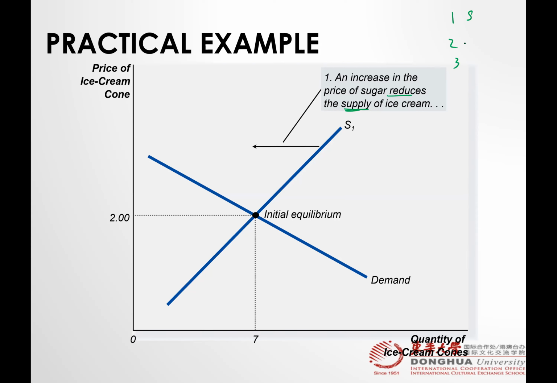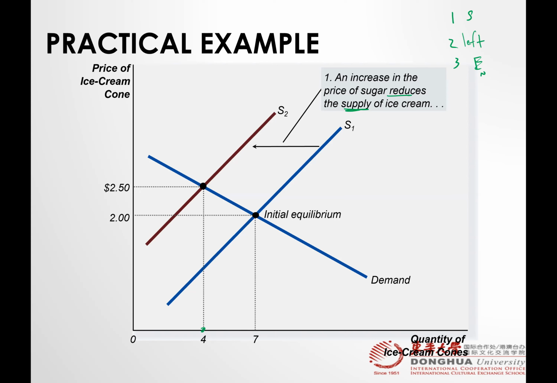Reduce the supply means shift to the left. So we have to make a new supply curve here. Now finding out the new equilibrium. What is the new equilibrium?